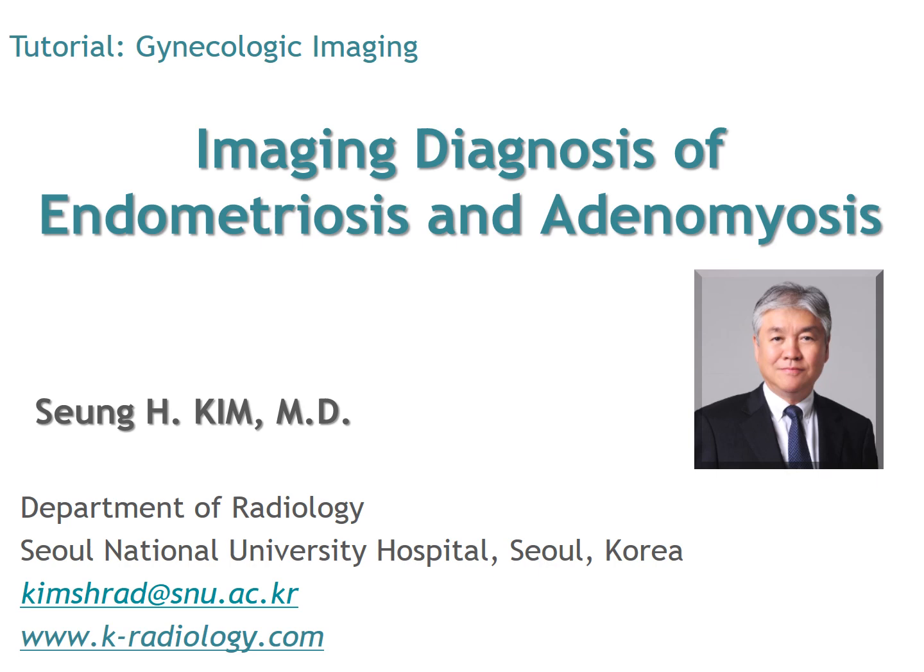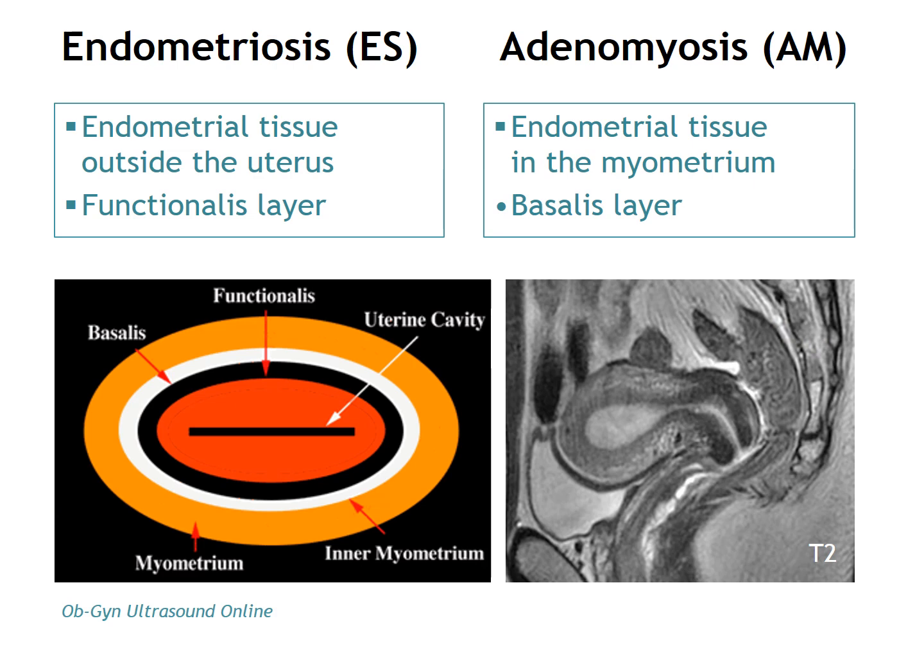In this session, I'd like to talk on imaging findings of endometriosis and adenomyosis. Endometriosis and adenomyosis are closely related conditions, but the difference is location. In endometriosis, functionalis layer of endometrium is located outside of the uterus, while in adenomyosis, basalis endometrium is located in the myometrium. This is a schema of uterine wall showing uterine cavity, functional and basal layers of endometrium and myometrium.